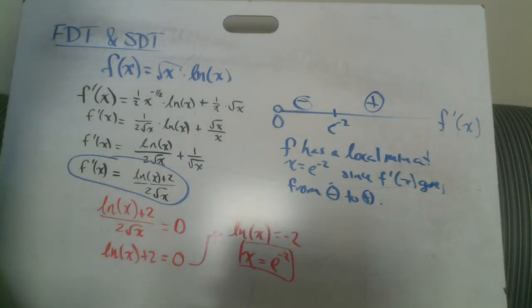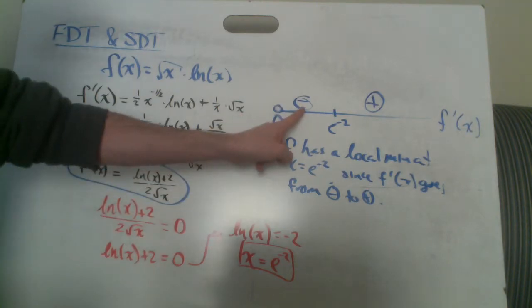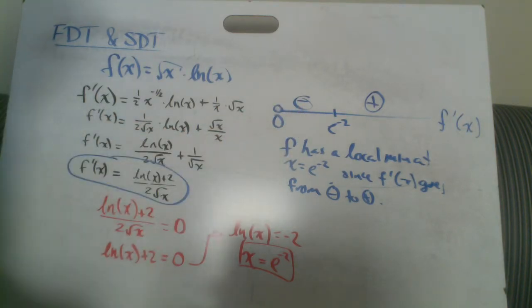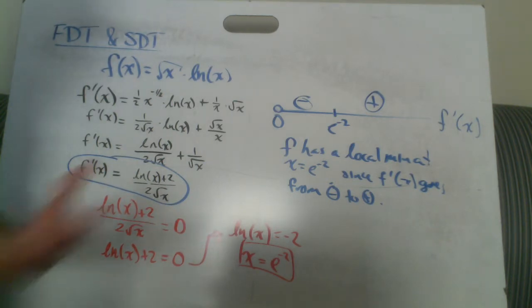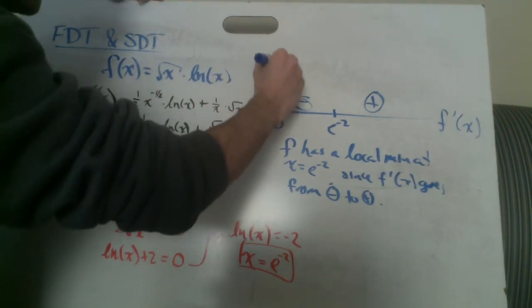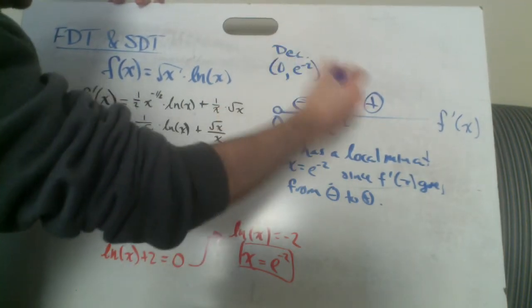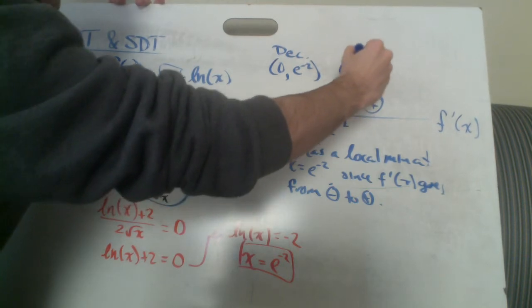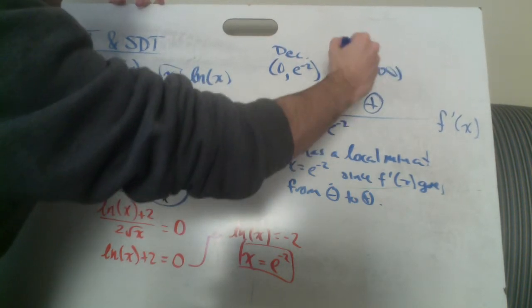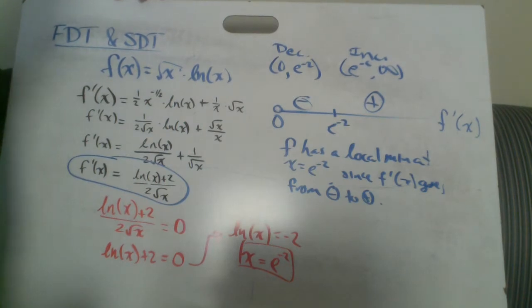Great. Okay. So maybe some of the algebra you weren't thrilled about, but the concept here is the big one, right? Here, our function is decreasing. Here, our function is increasing. Since it's going from decreasing to increasing, at that point, it has to be a local minimum. But this also tells us, here's our interval here, 0 to e to the negative second, and on this interval we're decreasing. And here's our other interval here, e to the negative second to infinity, and on that interval we're increasing. Great.